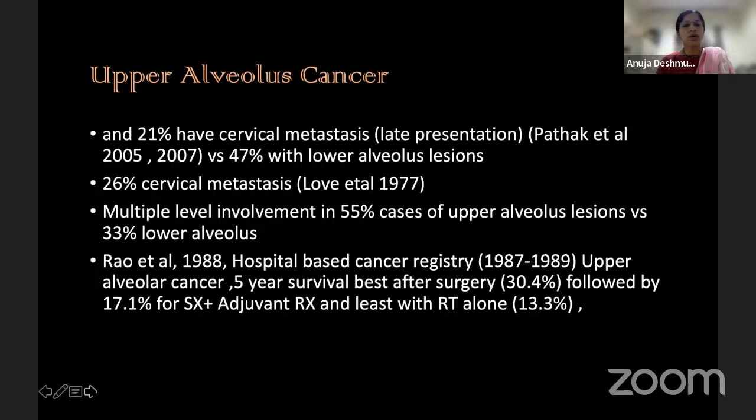Overall, 26% of the patients will have a cervical metastasis. They will have multiple level involvement in about 50 to 55% of the patients, versus only 1/3 with the lower alveolus. If you look at our hospital database, which is a very old database, it has shown that for upper alveolus cancer, surgery followed by adjuvant treatment is the best treatment modality compared with treating with radiotherapy alone.